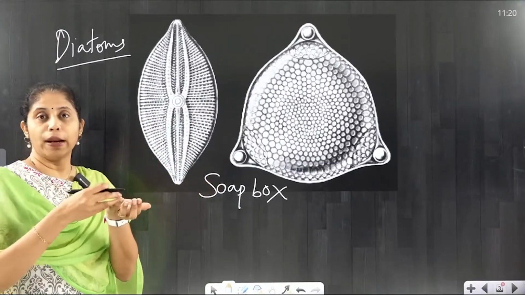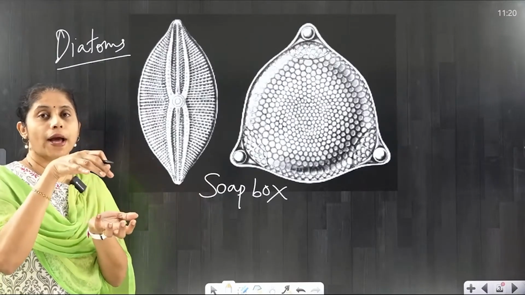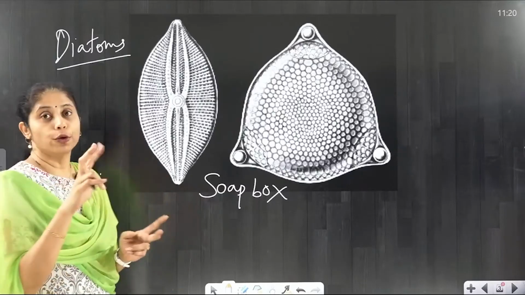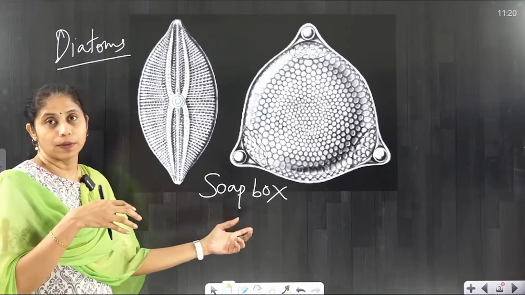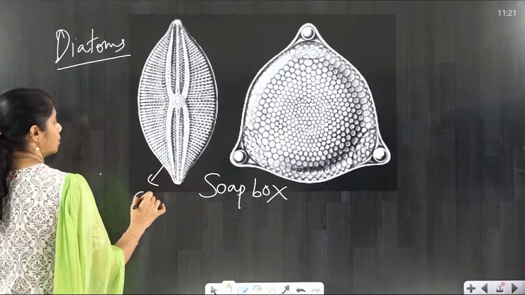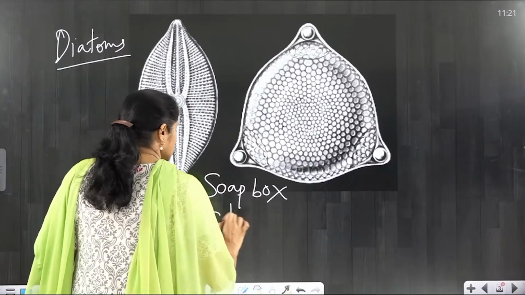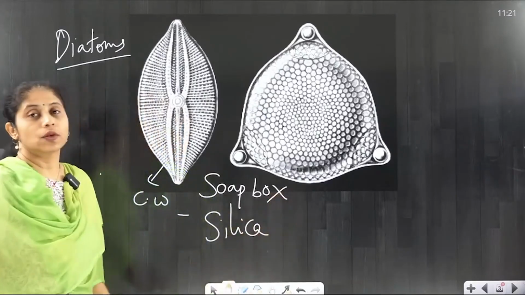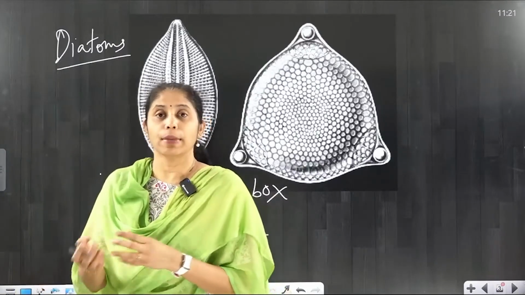Those two halves will be closed like a soap box. The lower half or shelf will be smaller, and the upper half will be bigger, because it should act like a lid. So it is made up of two halves, together like a soap box. And this is nothing but the cell wall. The cell wall is made up of mainly silica. Not only silica, other materials will be there, but the main material is silica. So siliceous cell walls are present in the diatoms.